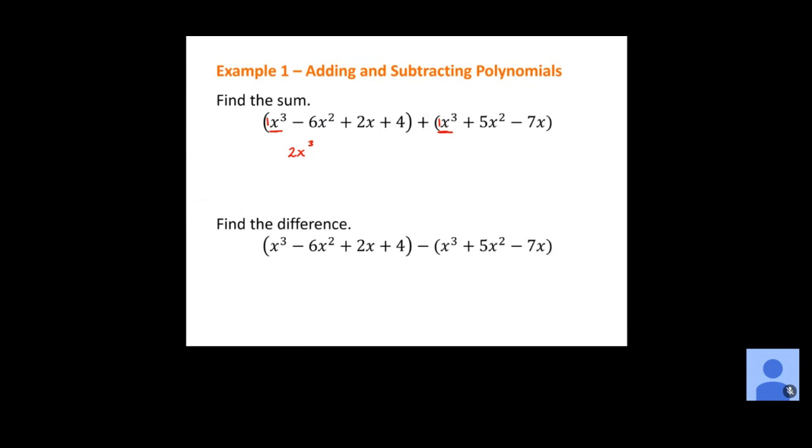So make sure, remember, the only time we're going to add exponents is when we're multiplying. In this case, we're just adding like terms. So we're just adding the coefficients together, and we're going to keep the x to the 3rd power. Any questions on that one? Just that part?